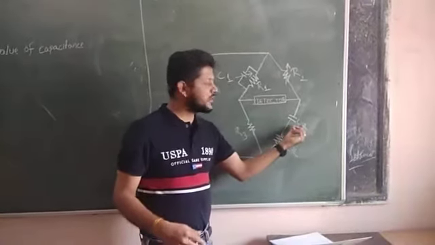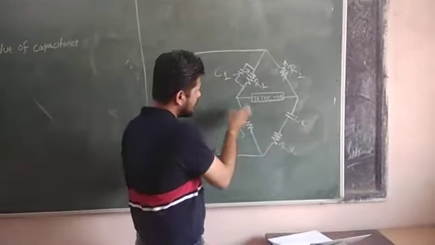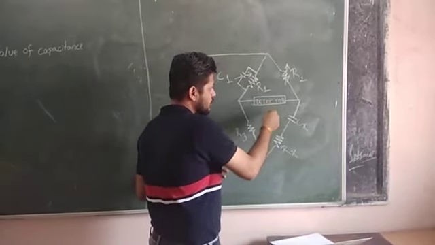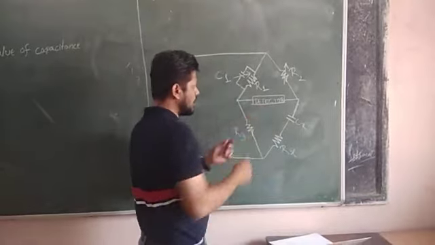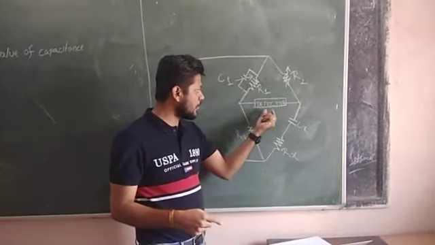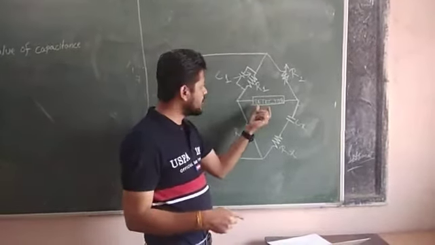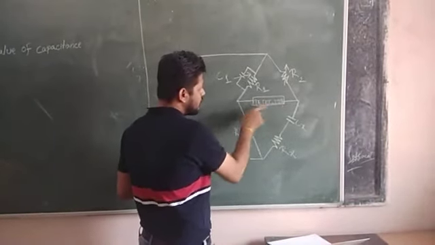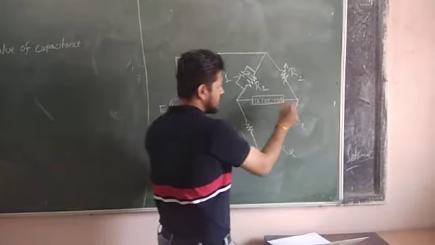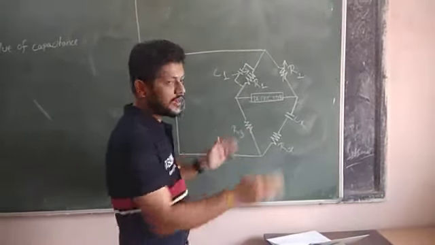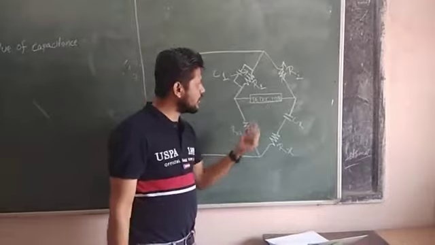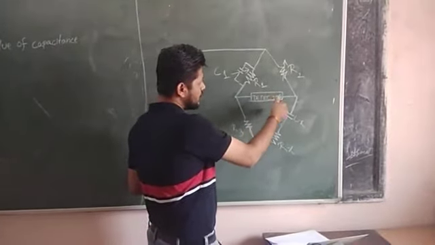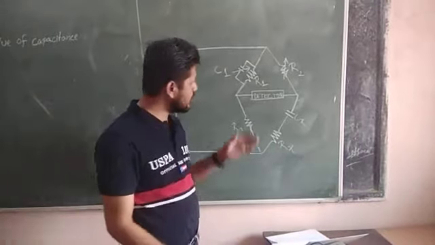When do we measure this Cx value? When zero deflection occurs across the detector. This is your detector. We can use a tuned detector in case of AC bridges, and a galvanometer in case of DC bridges. When zero current flows through the detector, that means this is your balanced condition. But in this particular trainer kit, we will measure this balanced condition by using a loudspeaker. When the minimum sound comes through the loudspeaker, that is the balanced condition for the bridge.